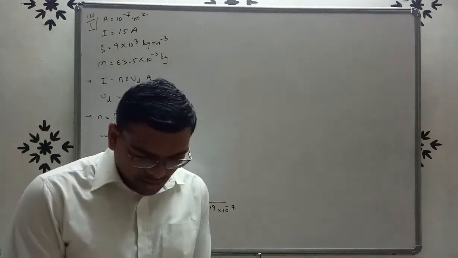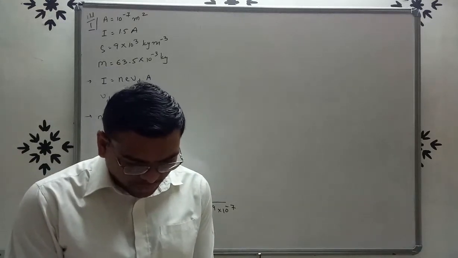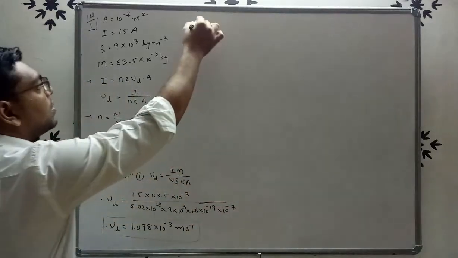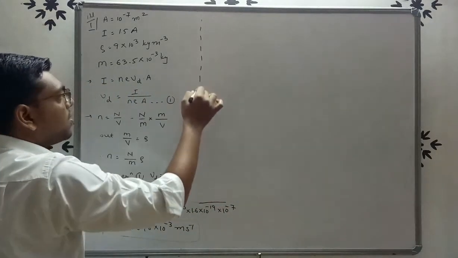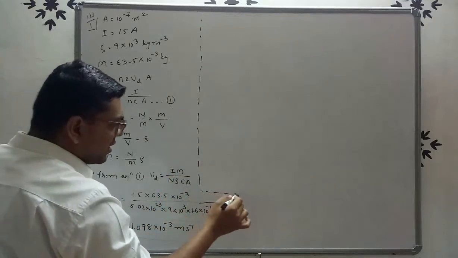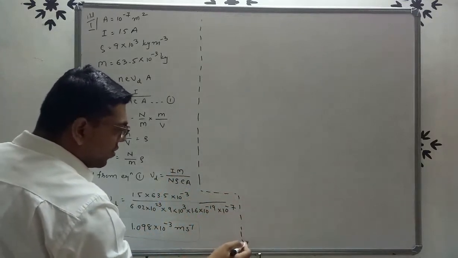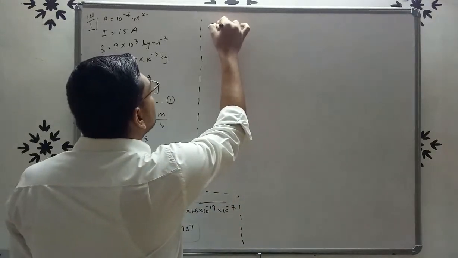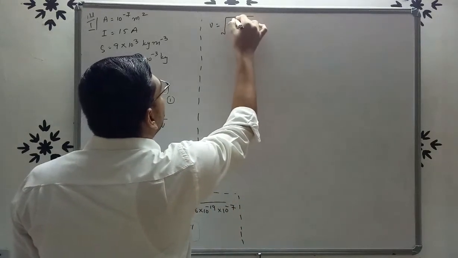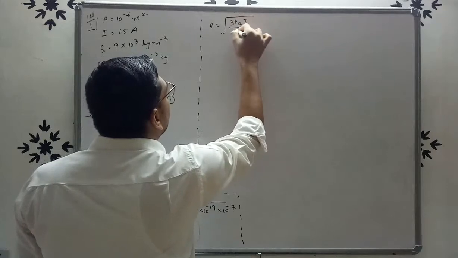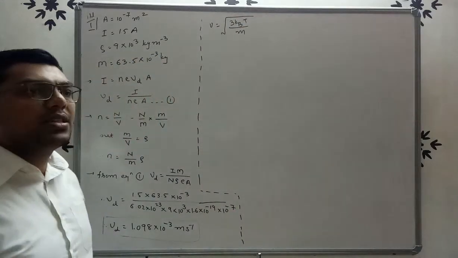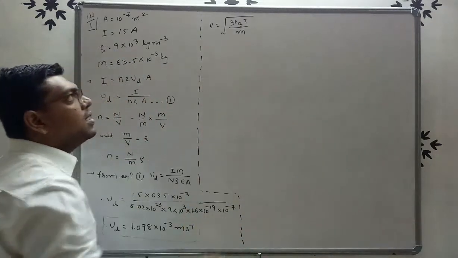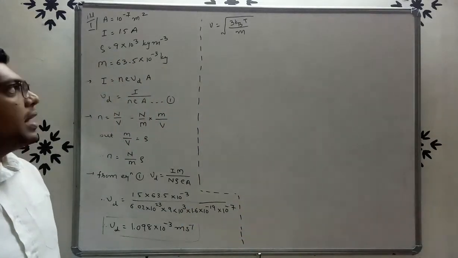Now we have to find out the thermal speed, and we already know the formula of thermal speed because we already discussed this concept in standard 11. We know that thermal speed v is equal to the square root of 3 kBT by m, where kB is the Boltzmann constant, T is the temperature, and this small m is the mass of one atom.